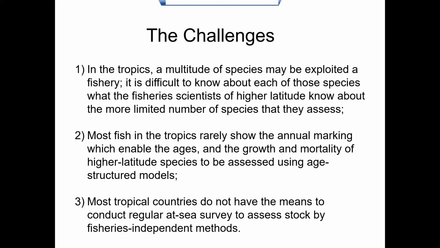And another issue is that the fish in the tropics do not have annual markings, which enables the ages and the growth or mortality of high latitude species to be assessed using age structured model.